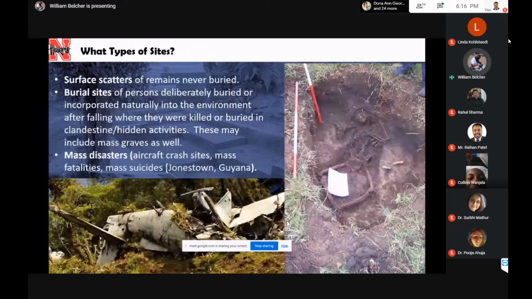So there are many different kinds of sites. Primarily the kinds of sites that we're looking at are surface scatters of remains that were never buried. We can have burial sites of people that were deliberately buried or incorporated naturally into the environment, whether they fell and were killed, buried in clandestine hidden activities, mass graves, but also in natural occurrences where people can die, and then including mass disasters such as earthquakes and things like that. Other mass disasters that we might think of are airplane crashes, mass fatalities, and mass suicides, such as what happened in Jonestown, Guyana in the 1970s.